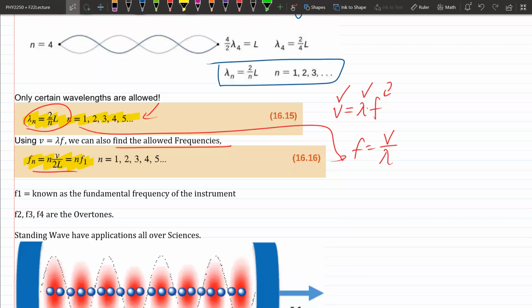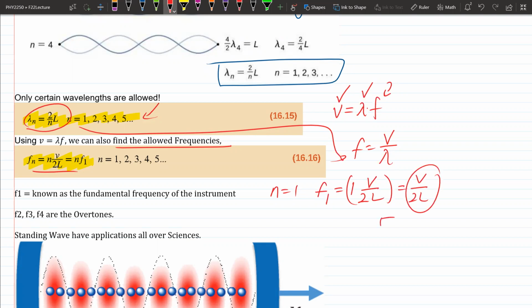Where n, once again, is some integer, 1, 2, 3, 4, 5, and then the speed of the wave divided by twice the length of the string. So when n is equal to 1, that means f sub 1 is going to be equal to 1 times the speed of the wave divided by twice the length. The speed of the wave divided by twice the length. This is known as the fundamental frequency.